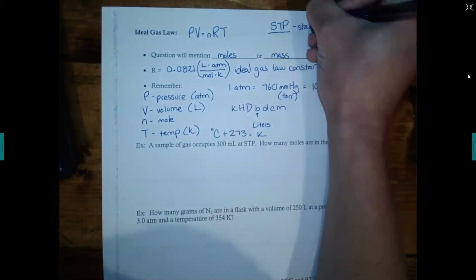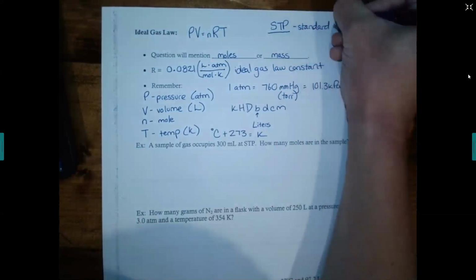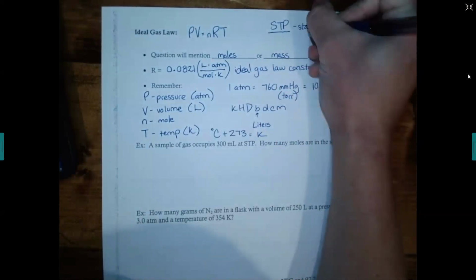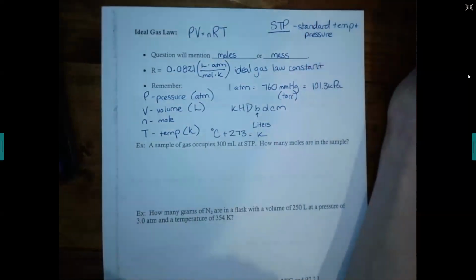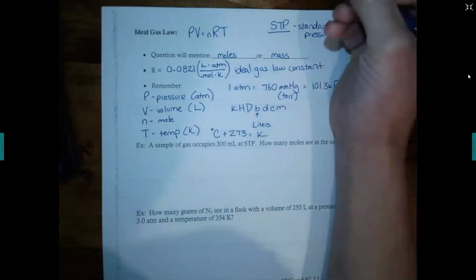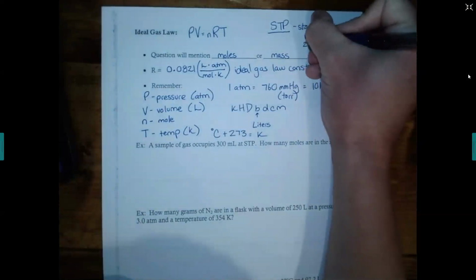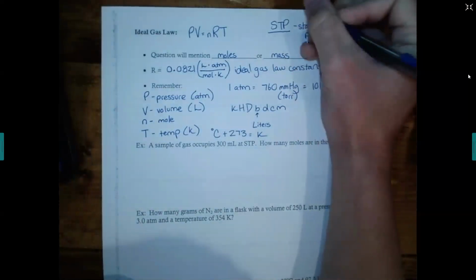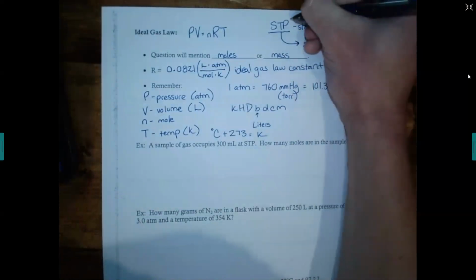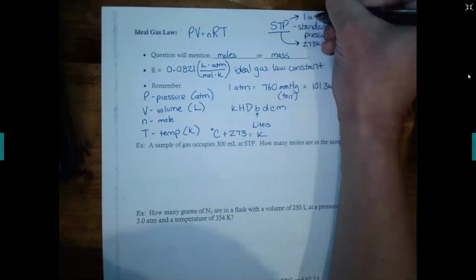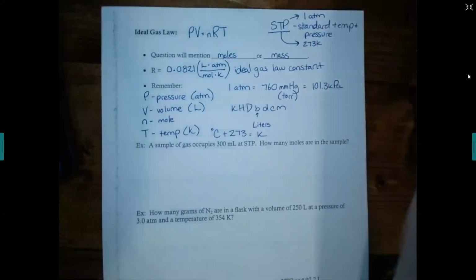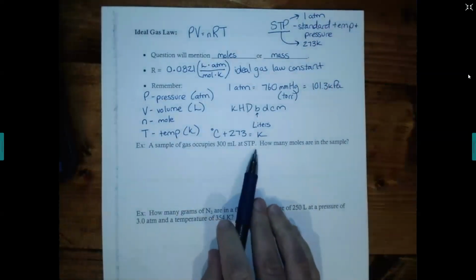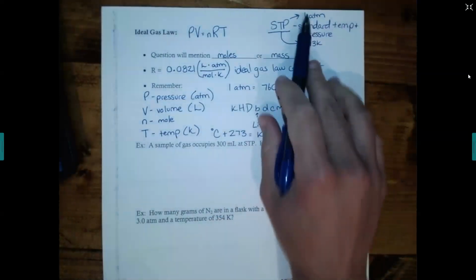STP is standard temperature and pressure. Remember, that's just the conditions that are best to study gases. Standard temperature is 273 Kelvin, and standard pressure is 1 atmosphere. So if, like you'll see in our next example, it tells you that the conditions are STP, we'll be using these.